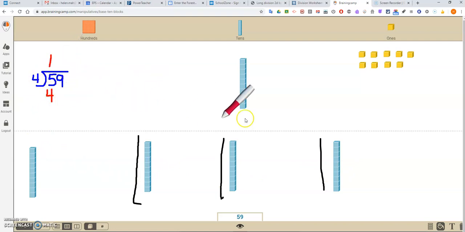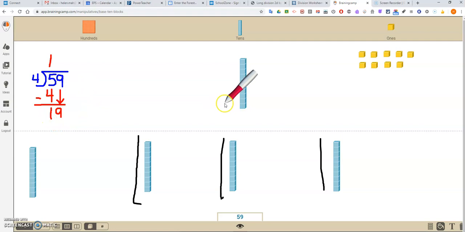Okay, now we have to figure out what's left. Well, 5 minus 4, sister says subtract. So 5 minus 4 is 1. Brother says bring down. And we're going to bring down that 9. See how I put a nice arrow and I line up these numbers. I should have 19 left.